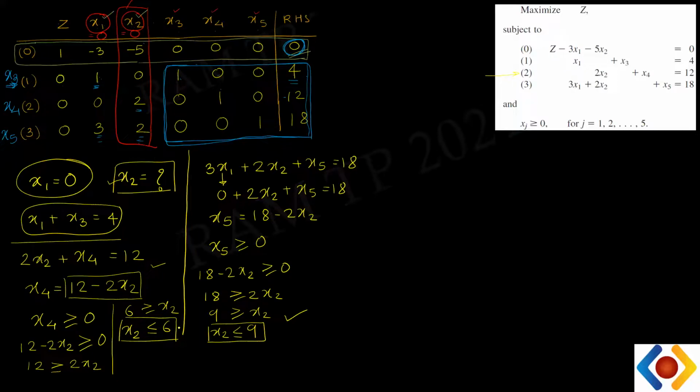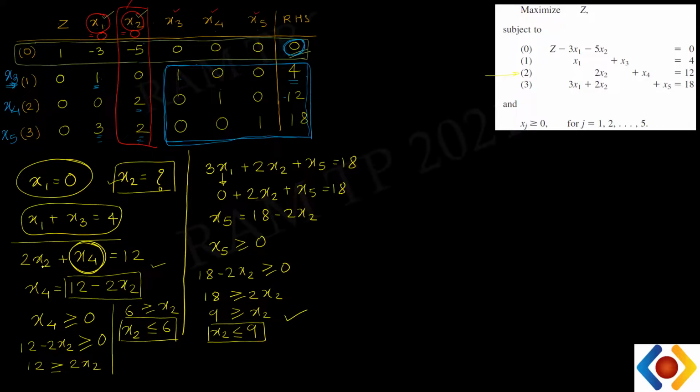So this is how we decide what should be the value of x2 and which variable. x2 is becoming 6 in this equation. That means x4 is the variable which should now become non-basic, right? x4 will become 0 when I take x2 equal to 6. Are you understanding this?